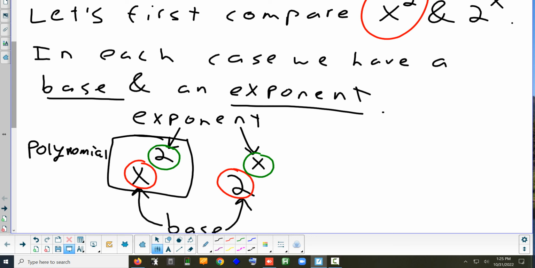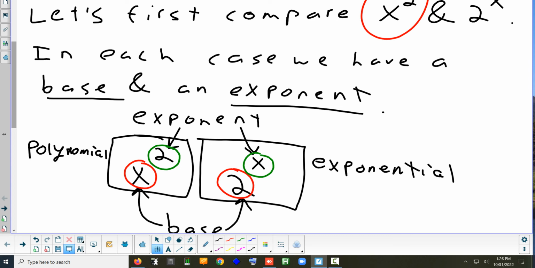Okay, that's a polynomial. The one on the left that I put a box around, that is not an exponential. Polynomials are things like parabolas. When you draw a parabola, that's a polynomial. That is an exponential. One thing that you look for that makes something exponential is the exponent is a letter. Okay, the exponent is a letter. That's part of what makes something an exponential.